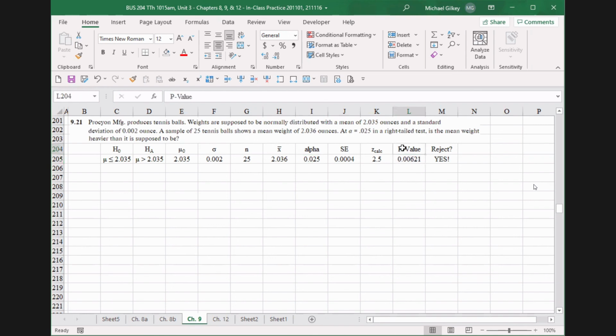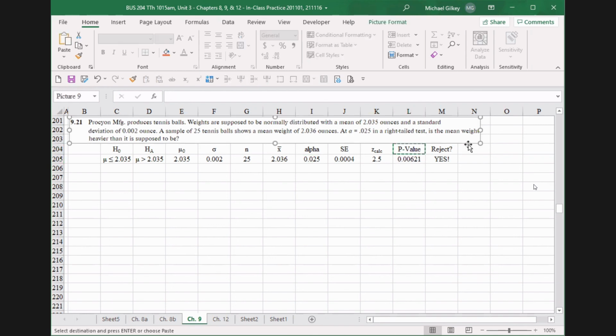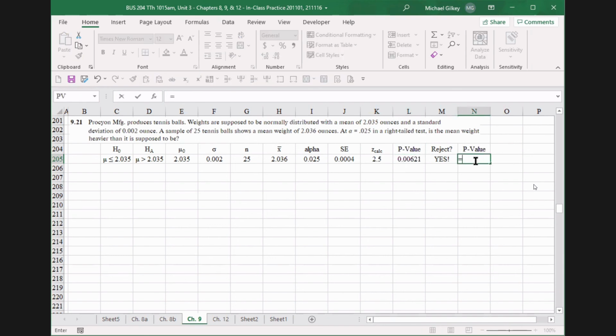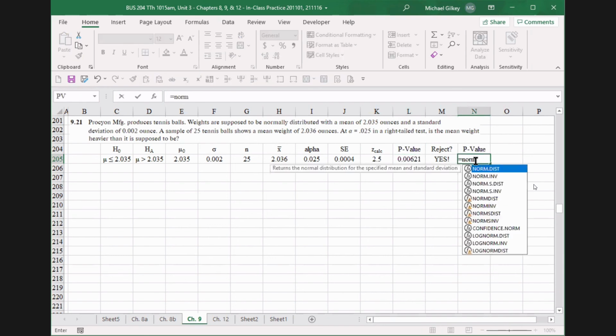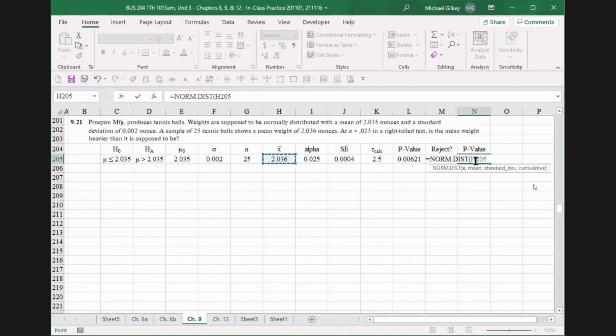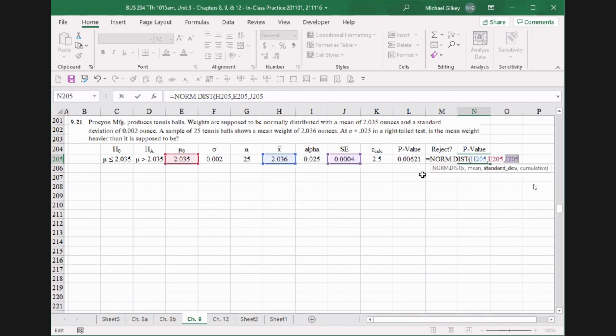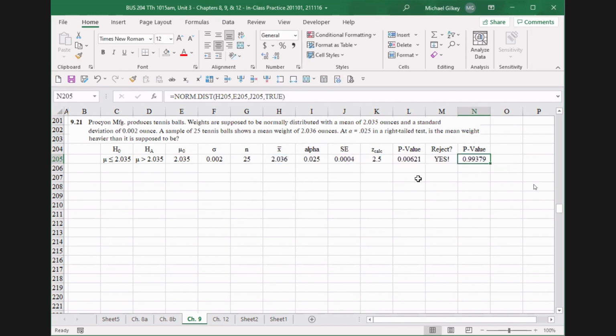Is everybody okay? Okay. And again, they didn't tell us how to do this, so I could have avoided doing that just by doing norm.dist, right? My sample mean, my hypothesized value, my standard error, and my cumulative flag, boom. And then take the complement, and I get the same value.